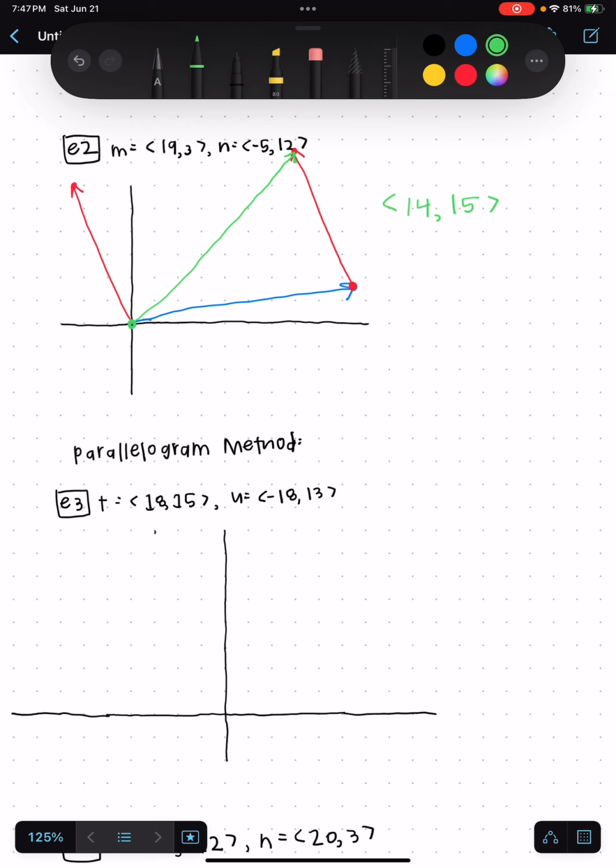And once again, to double check, you add the x's together. 19 and -5 give you 14. And then you add the y's together. 3 and 12 give you 15. That should be my answer.